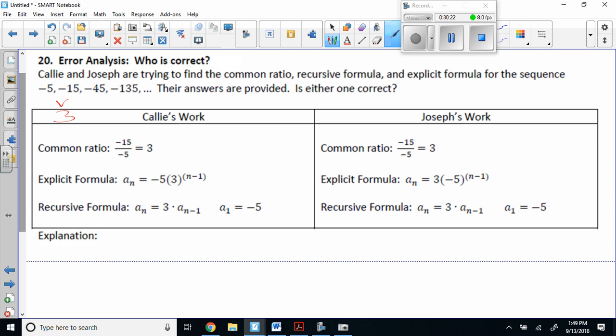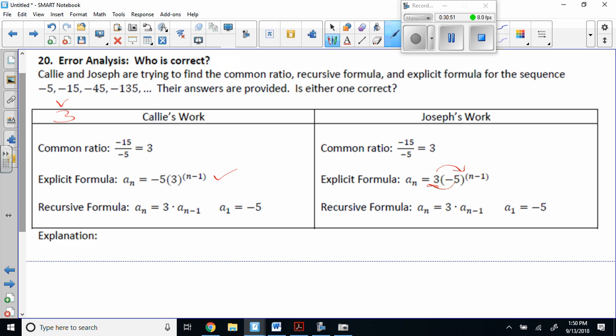Which one is correct? Do y'all agree with their explicits? Is Callie's explicit correct? Or is Joseph's? Okay, so Callie's is correct. What's wrong with Joseph? So he switched these two, right? He switched those two.